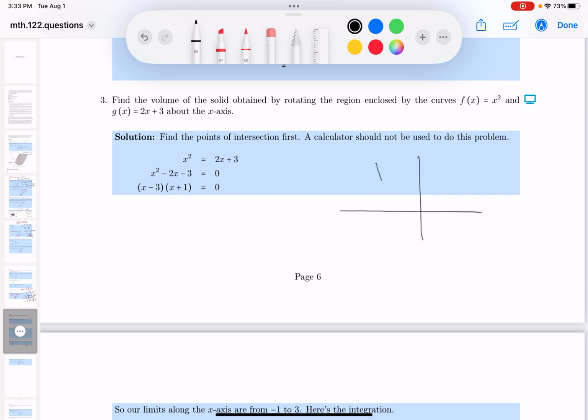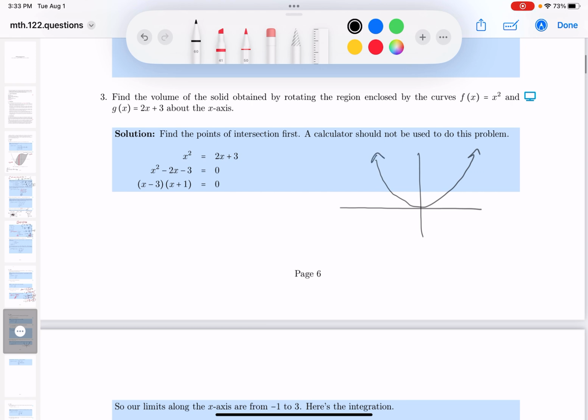I definitely see this over here. This is a parabola. That's checked off. That was pretty easy to do. And then that 2x plus 3, what does that look like? I'm going to say, I've got to go up 3 units and I've got a slope of 2. So maybe something like this over here. My problem is I don't know what these points of intersection are, but I do know there's a region there.